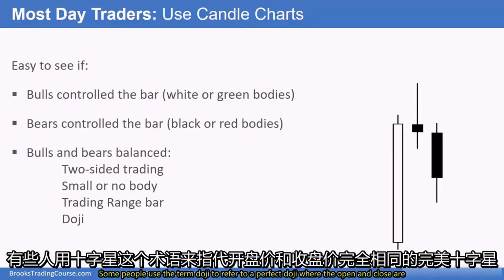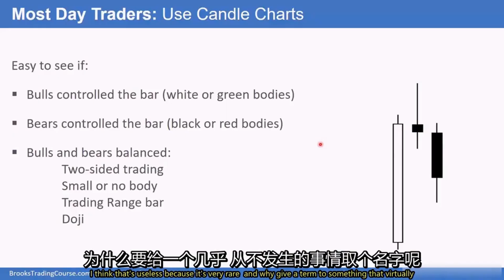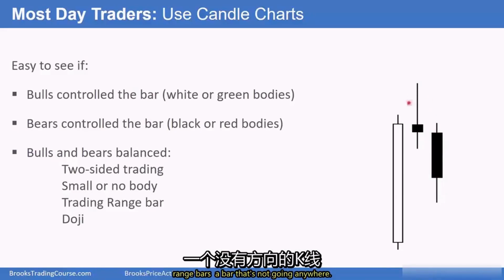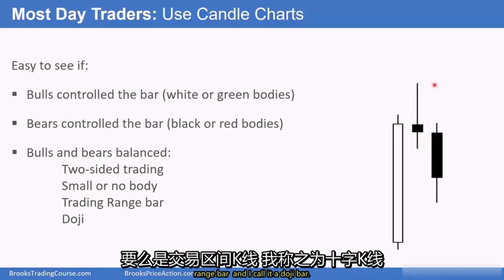Some people use the term doji to refer to a perfect doji where the open and close are exactly at the same price. I think that's useless because it's very rare. And why give a term to something that virtually never happens? For me, I see bars as either trend bars, here's a bull trend, here's a bear trend, or trading range bars, a bar that's not going anywhere. In my mind, every bar is either a bull trend bar, a bear trend bar, or a trading range bar, and I call it a doji bar.